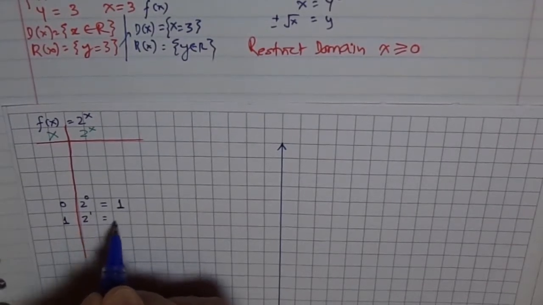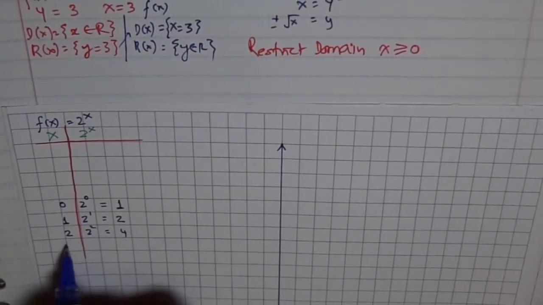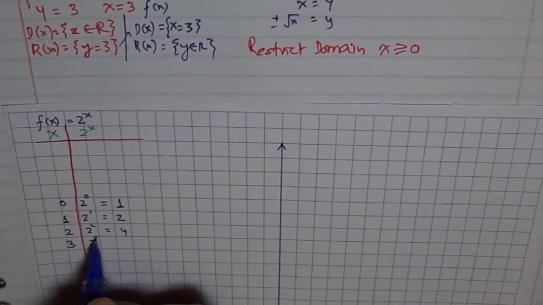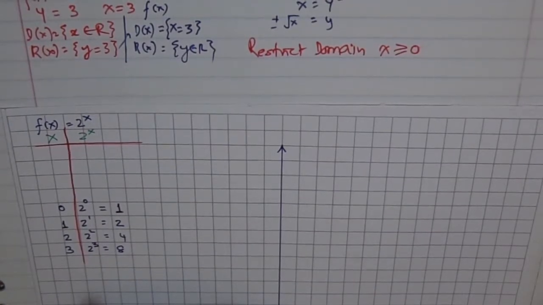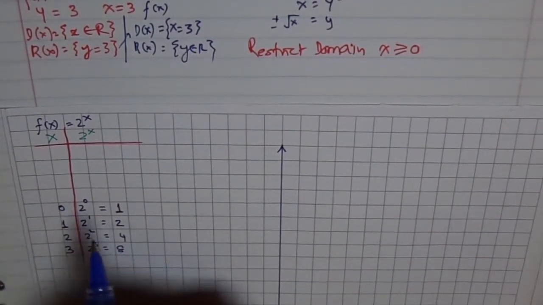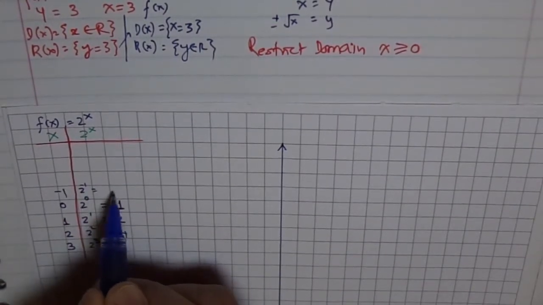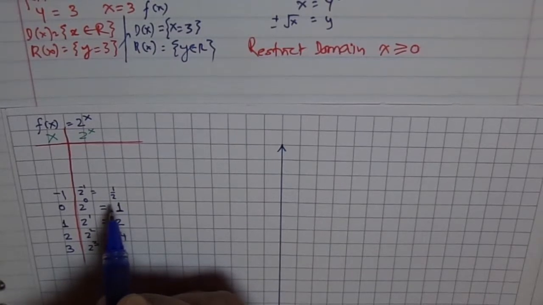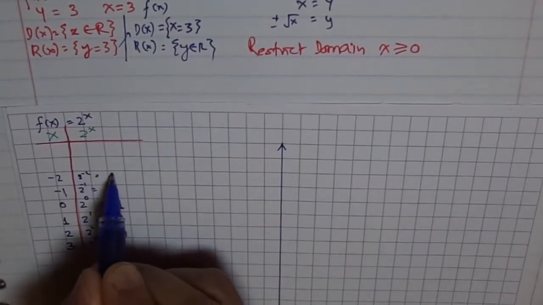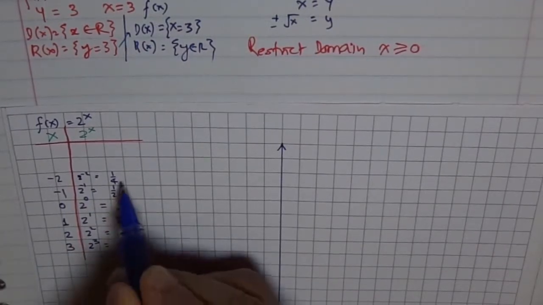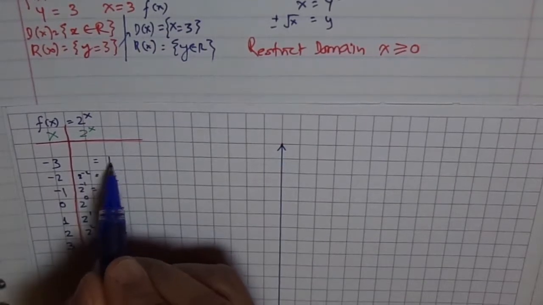Now, let's take 2 to the power of 1. 2 to the power of 1 is 2. 2 to the power of 2 is 4. 2 to the power of 3 is 8. 2 times 2 times 2. Correct? Like that. Now let's look into the negative values. Minus 1. So 2 to the power of minus 1 is half, right? 1 over 2. Correct? Minus 2. 2 to the power of minus 2 is 1 over 4. Correct? 2 to the power of minus 3 will be 1 over 8.